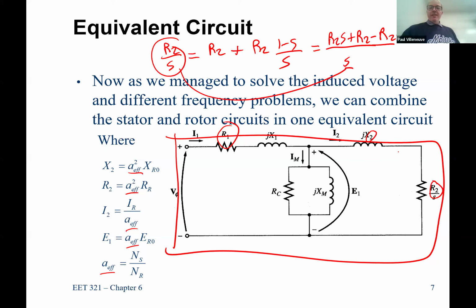So I can break this up into two resistors. One is R2 and one is R2 times (1 minus S) over S. This is the I squared R winding losses. What's this equivalent to? There's no more losses, right? All the winding. So this is going from stator to rotor. So I don't have any electrical losses left once I dropped the I squared R losses out of the rotor winding. So what would the R2 times (1 minus S) over S equal?